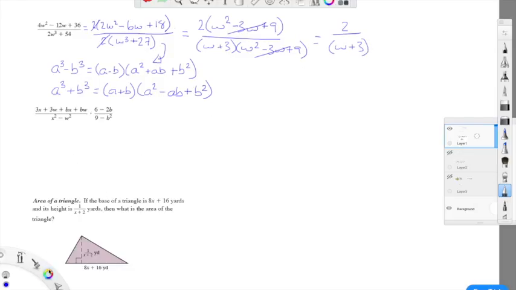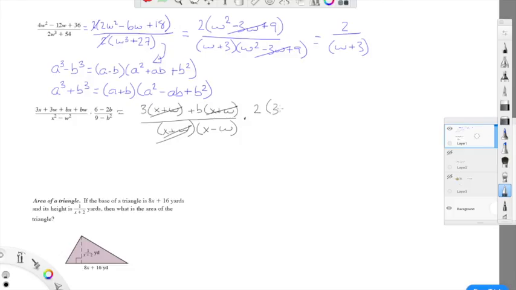On to the next example. 3x plus 3w plus bx plus bw over x squared minus w squared times the other quantity, 6 minus 2b over 9 minus b squared. First thing we'll do is factor out a 3 from the first and second term on top, and a b from the third and fourth term on top. We get 3 times the quantity x plus w plus b times the quantity x plus w. And then on the bottom we can notice that's a difference of squares, so we'll get x plus w times x minus w. Now we've got x plus w in both terms on top and once on the bottom, so we can eliminate those.